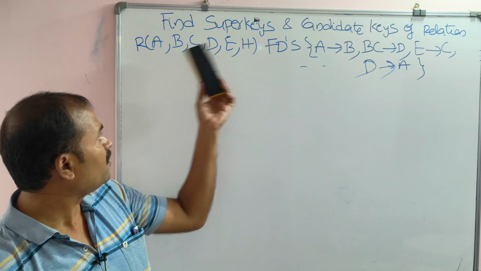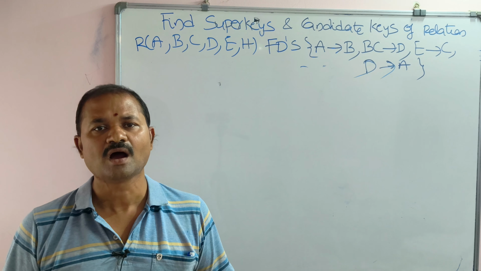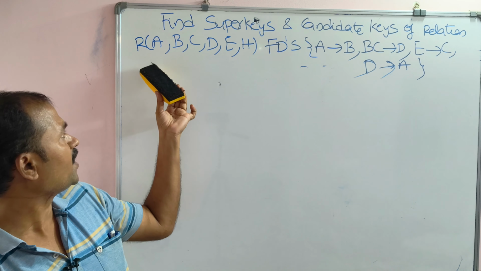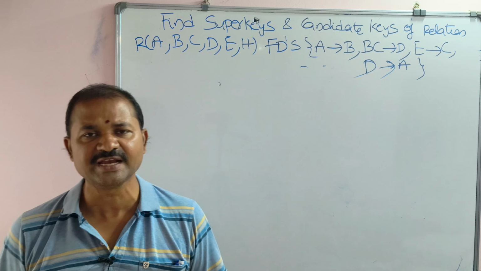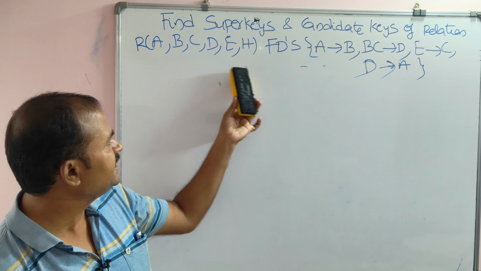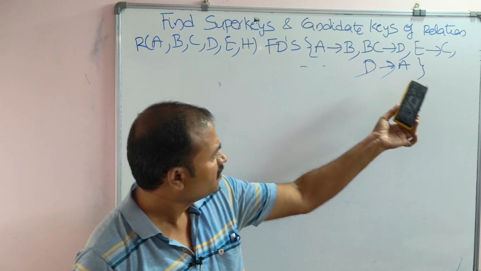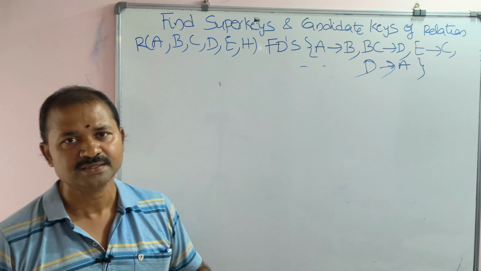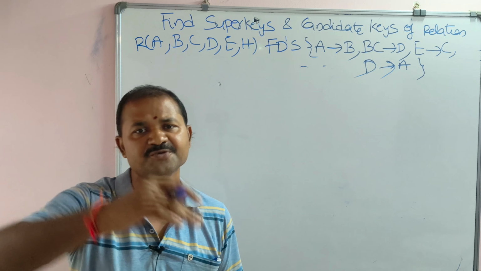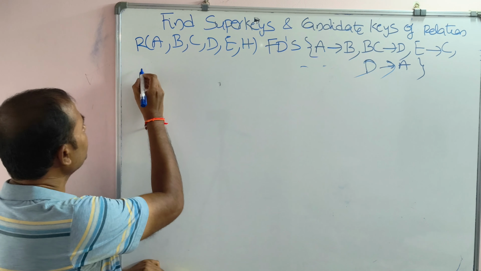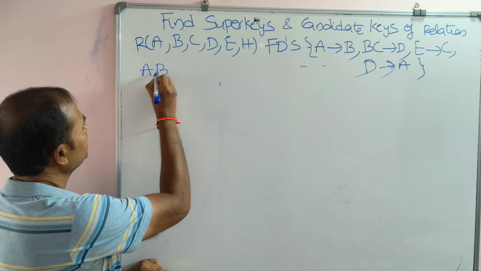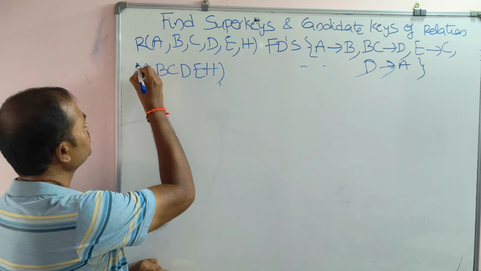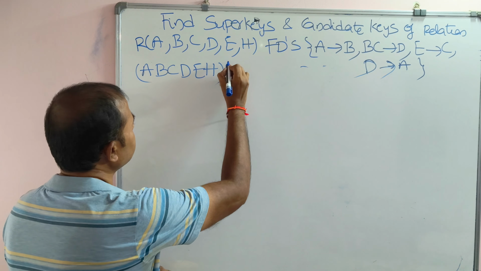Now let us solve this problem. Find all super keys and candidate keys of the relation R. Here the attributes of the relation are A, B, C, D, E, H, and 4 functional dependencies are given. So first we have to find the super key with all attributes. So here the attributes are A, B, C, D, E, H. So with all attributes, the first one is the super key.